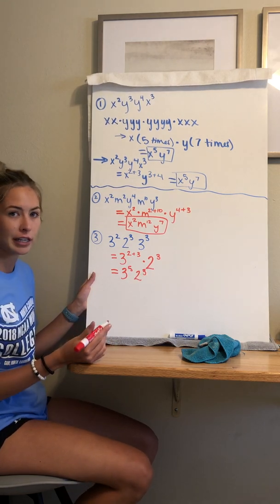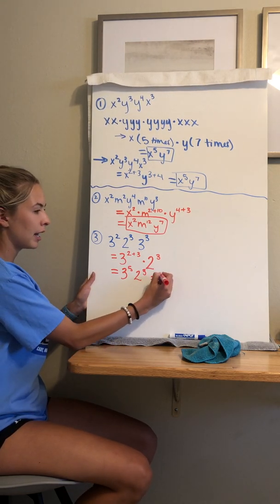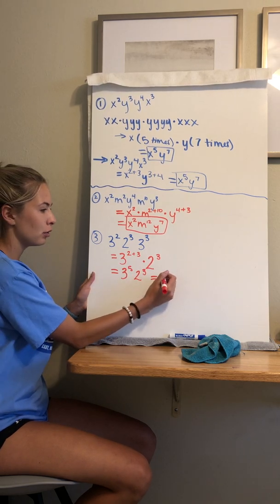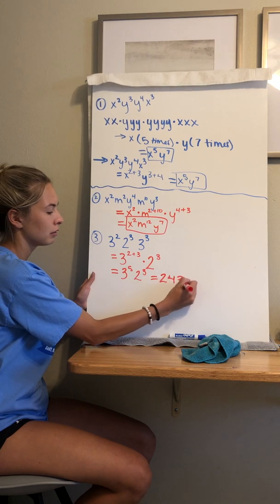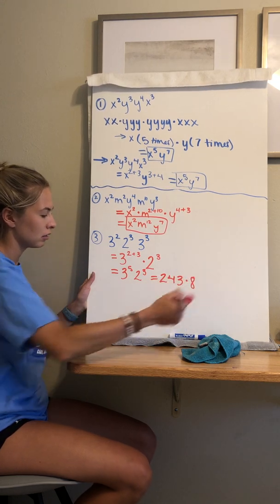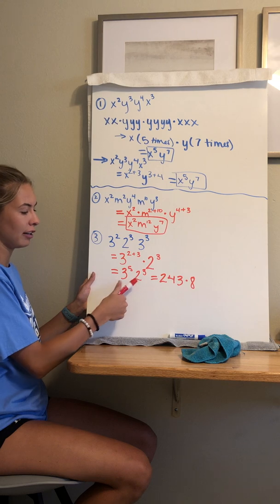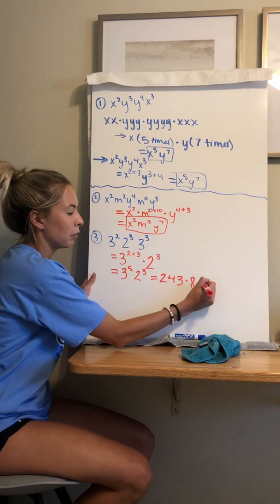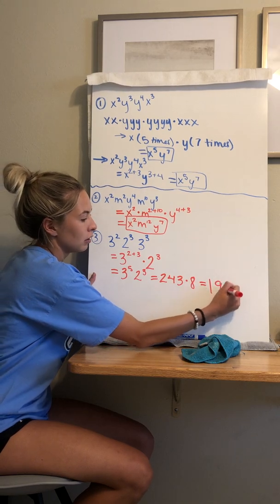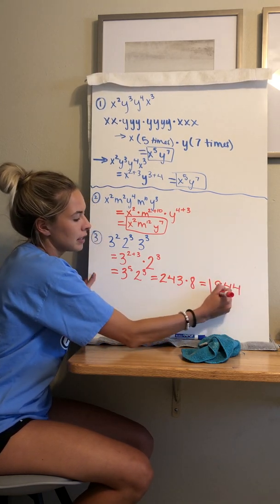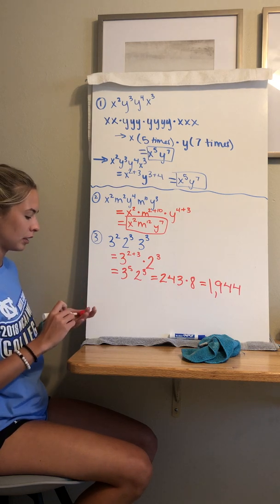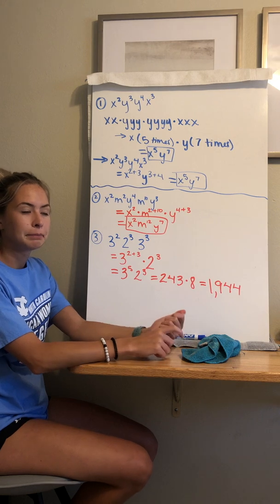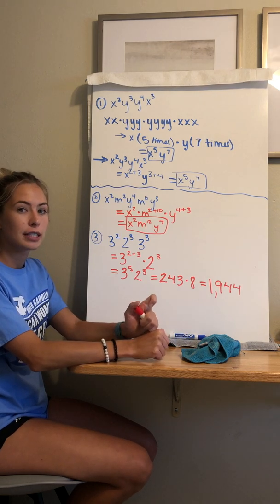Now you can plug that into your calculator. You can plug them in together or separately. If you do it separately, it's 243 times 8. This one's easier to do with a calculator, and then 2 to the 3rd is just 2 times 2 times 2, which becomes 8. Multiply that together, you get a final solution of 1,944. Now just make sure you are paying attention again to making sure that when you are adding your exponents, they have the same base.